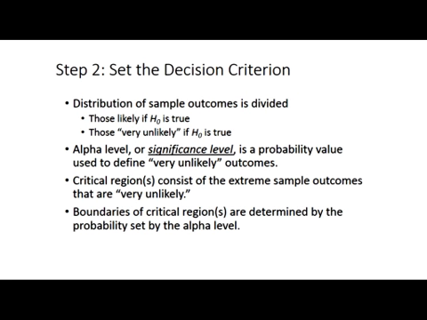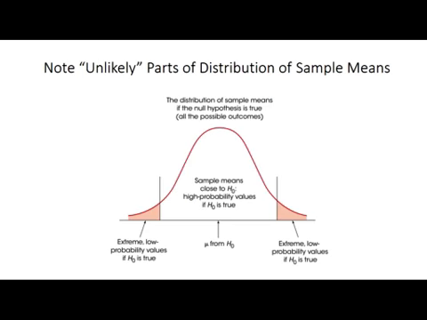For example, let's say that we have a distribution of sample means with n of 25. According to the null hypothesis, this distribution should center at the mean of 80. The distribution of sample means is then divided into two sections: sample means that are likely to be obtained if the null is true, which are close to the null, and sample means that are very unlikely to be obtained if the null is true, which are very different from the hypothesis.